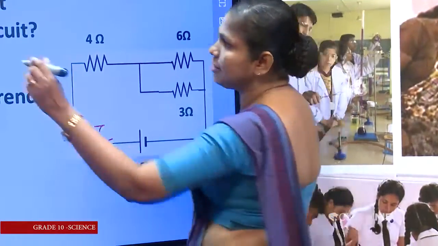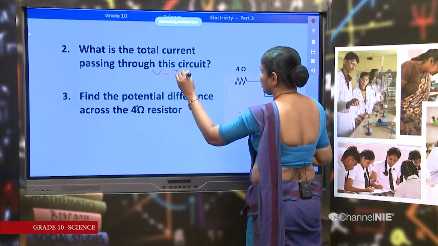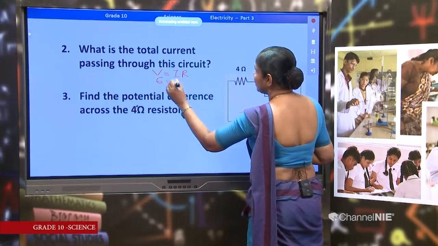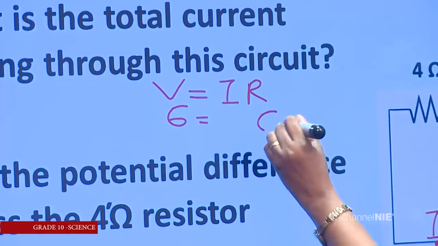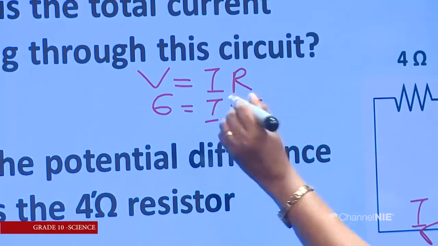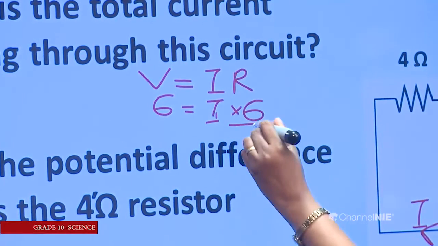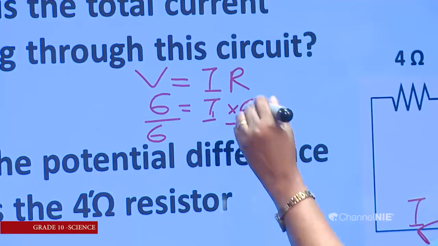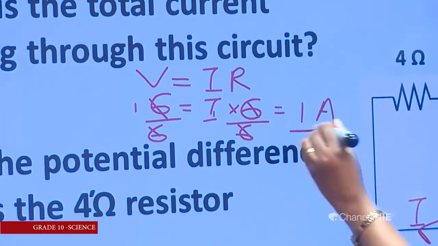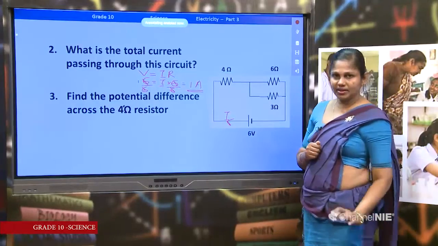And the potential difference of the circuit is 6. V is 6 and the equivalent R is also 6, then I. Then how to get I, children? When you isolate I here, both sides must be divided by 6. Then I, you get 1 ampere. This is the total current passing through this circuit.